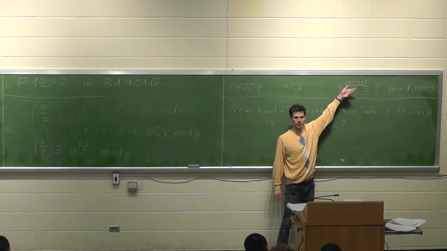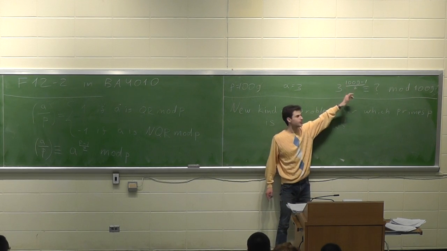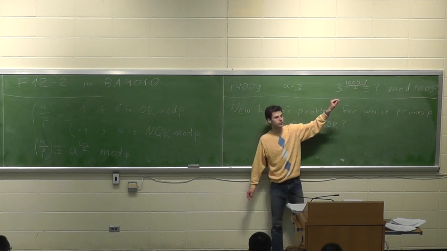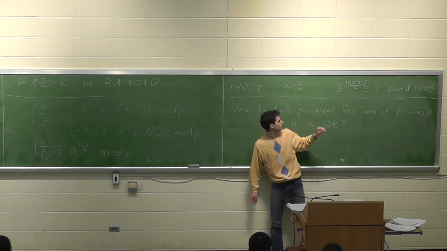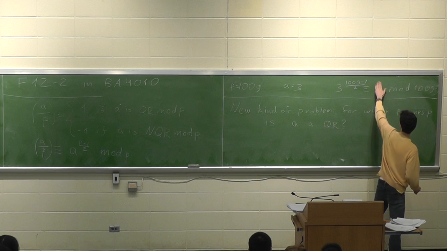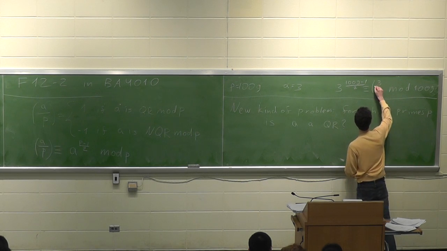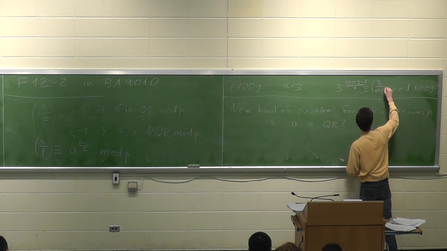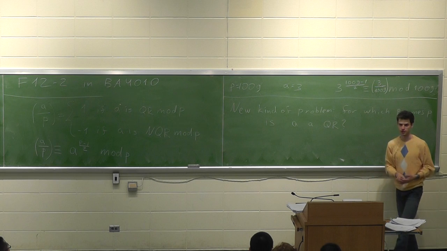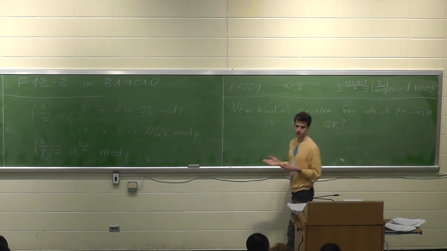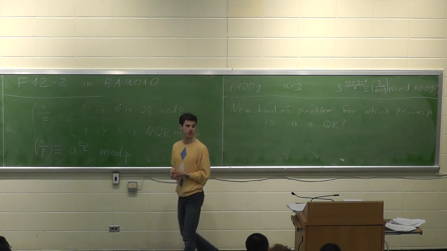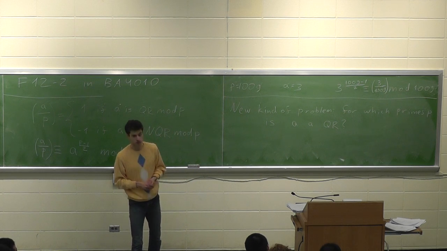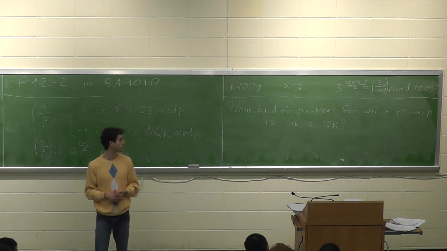Raise this to the power which is approximately 1 half of p. So p minus 1 divided by 2. Yes, thank you. This is of course incomplete. This now is plus or minus 1 according to whether a is a quadratic residue or not a quadratic residue.